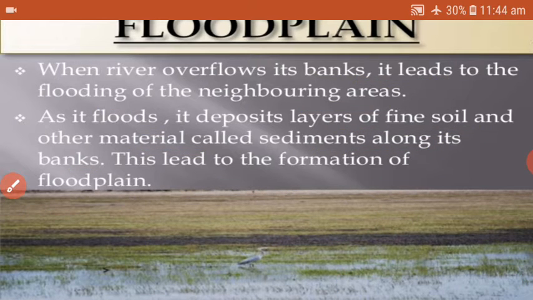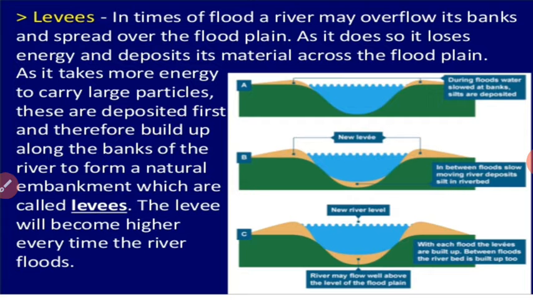This is what we have already studied in 6th standard also, but for more information we have been given this in the 7th also. So when a river overflows its bank because of heavy rainfall or whatever the reason is, it leads to flooding, and such a flooded plain is known as a floodplain.